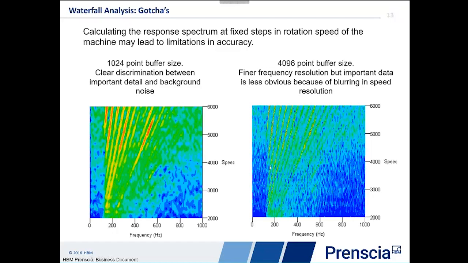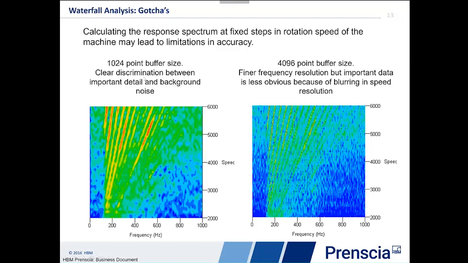So you may want to go to a smaller buffer. It's always the famous uncertainty principle. You can't have both a nice resolution in frequency and a nice resolution in speed. You have to choose, or you have to find a compromise.